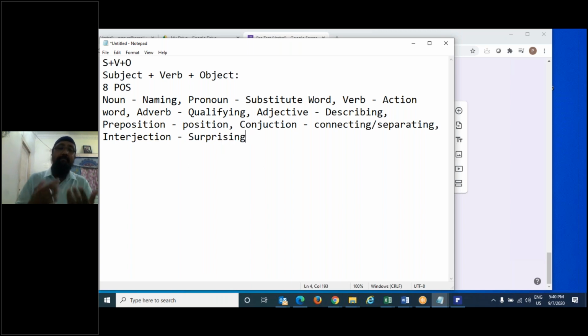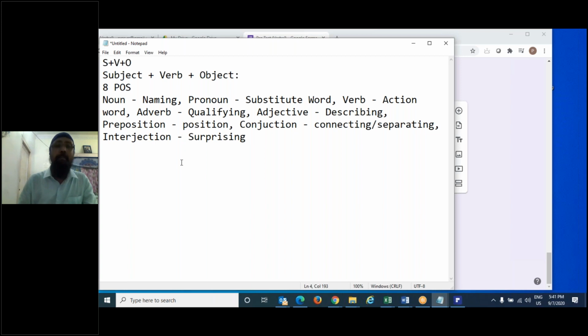An interjection is, in fact, a surprising word. It basically gives some expression at the time when we speak, in words like alas, or hooray, or oops, or whatever the small words that we use that end with an exclamation mark. They are considered to be the interjections. Now, the uses of these parts of speech based on this formula.